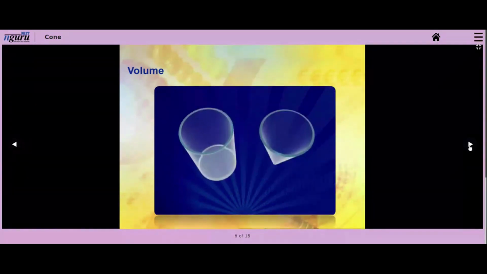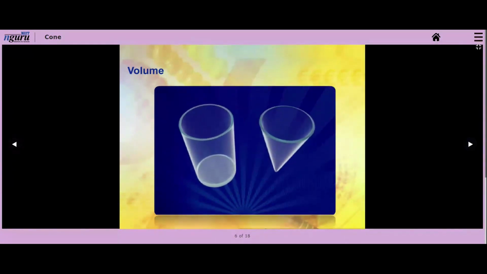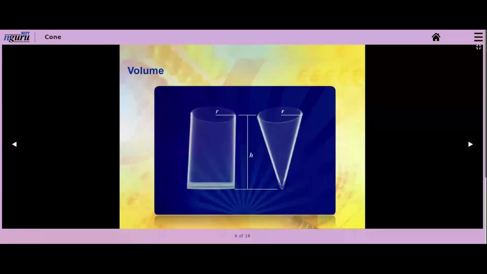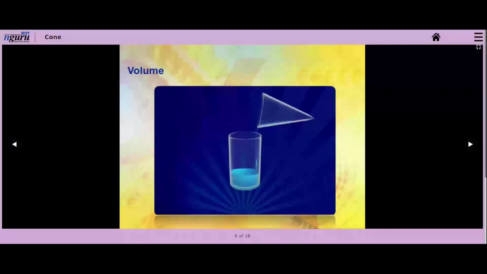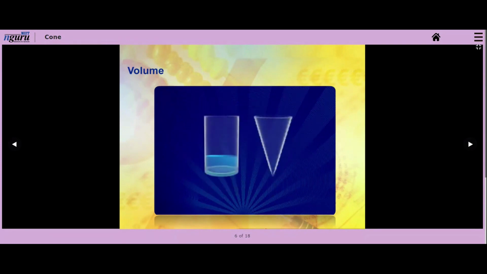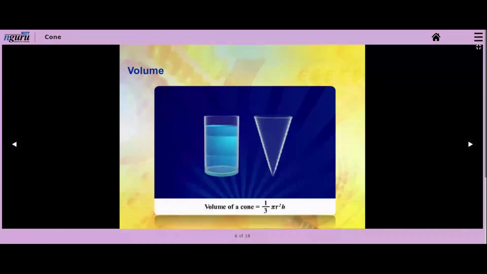Now, an activity to find the volume of a cone. Consider a cylindrical vessel and a conical vessel with the same radius r and height h. Fill the cone with liquid. Now pour this liquid into the cylinder. What do you observe? When the cone is filled for the third time and emptied into the cylinder, the cylinder becomes full. This means that the volume of the cone is equal to 1/3 the volume of the cylinder.